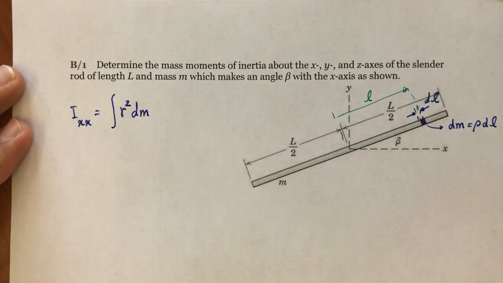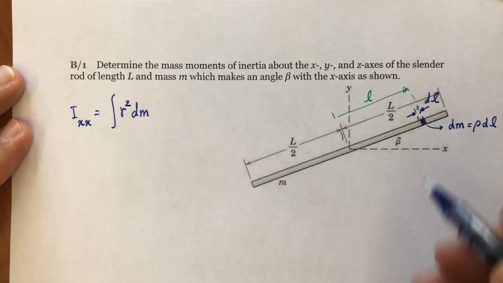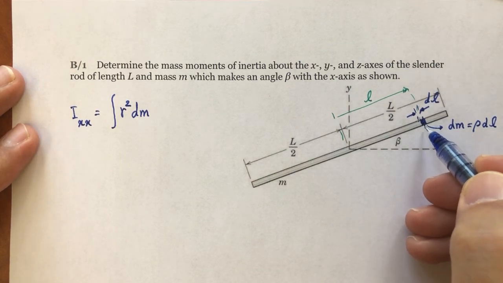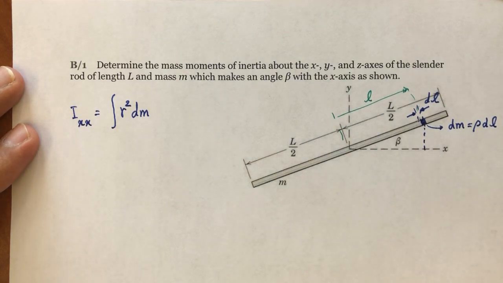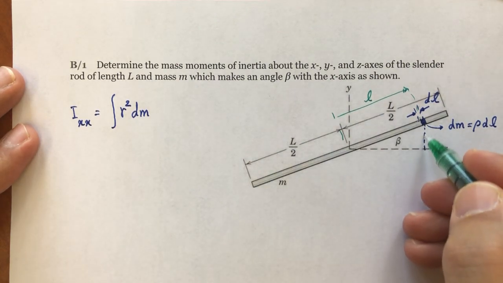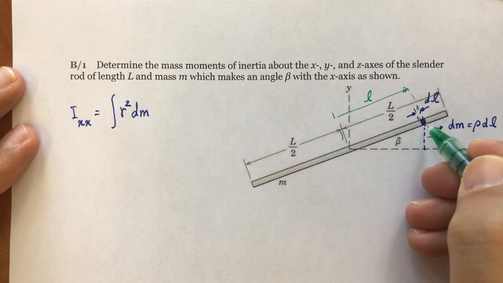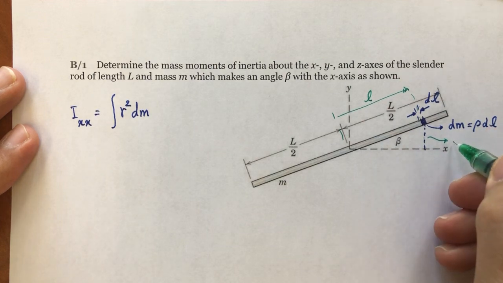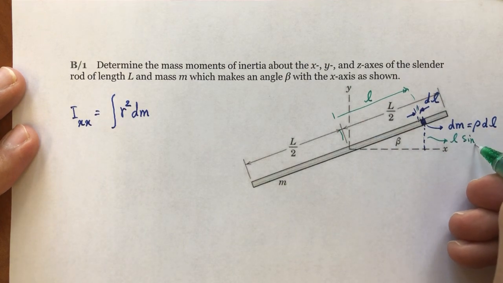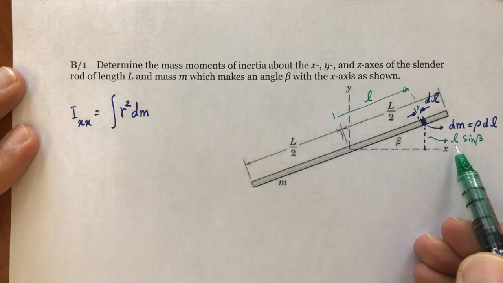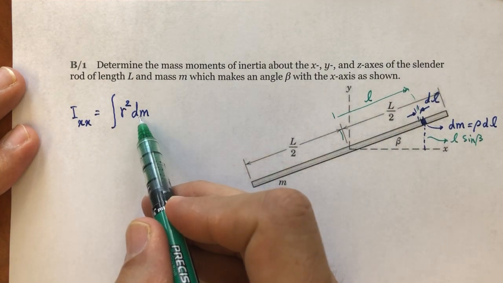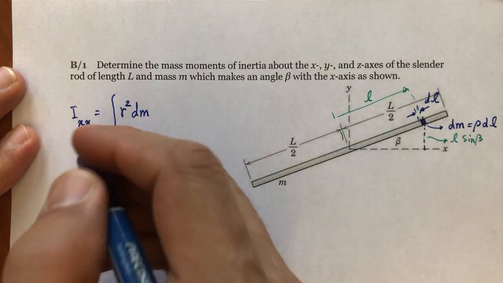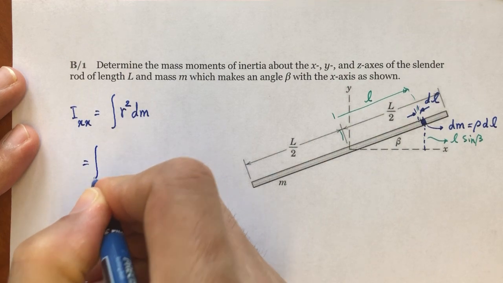Same definition. What is r? R is the distance of any of these elements from the x-axis. So which is going to be this distance, right? The distance of this element from my x-axis is this. And what is this height? It is l times sine of beta. So my r in this integral is going to be l sine of beta. And dm, the mass of my element, is rho dl. So just replace that in this definition.